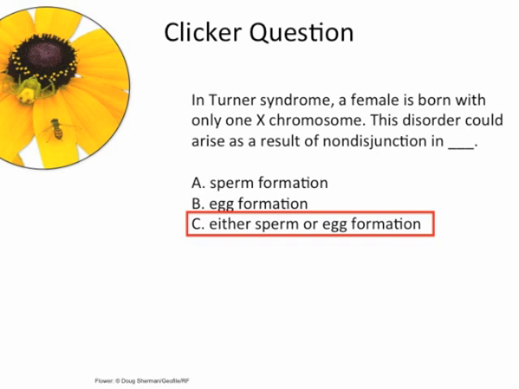So the only one that you could not get through non-disjunction of the sperm alone would be XXX. So you wouldn't get that. But all right, yeah, so really it could be either parent. So it's not just a problem for older mothers, it could be a problem for older fathers as well.